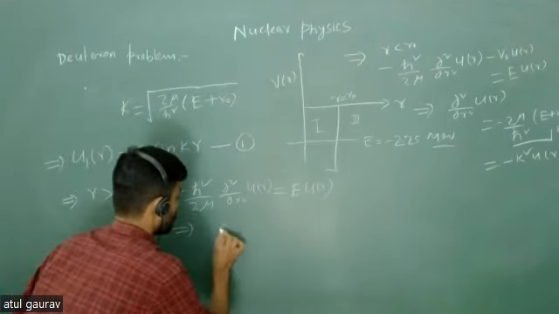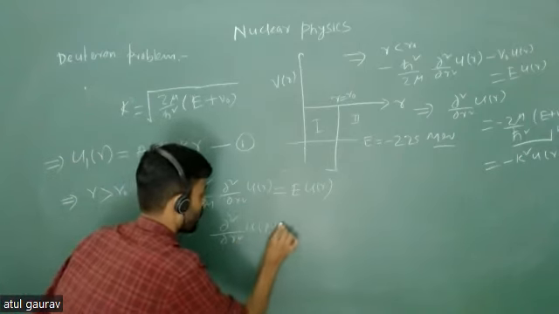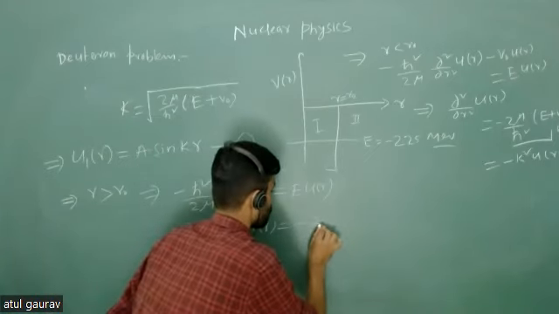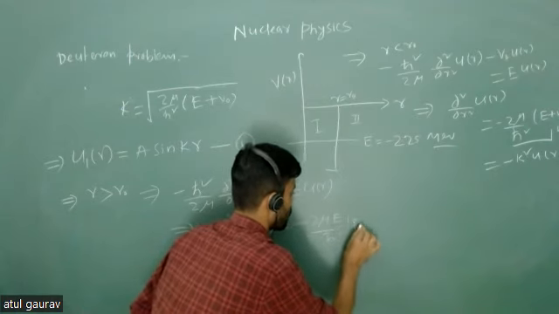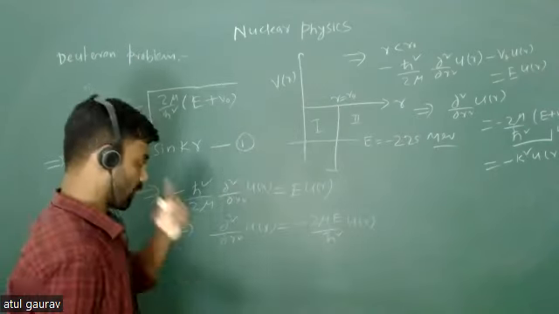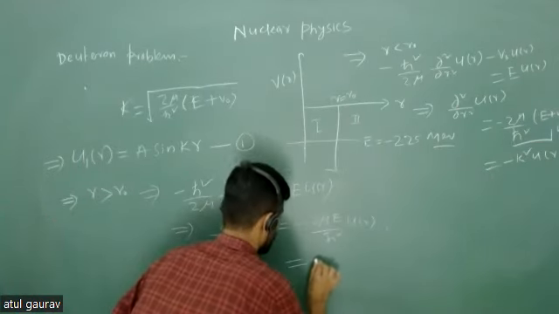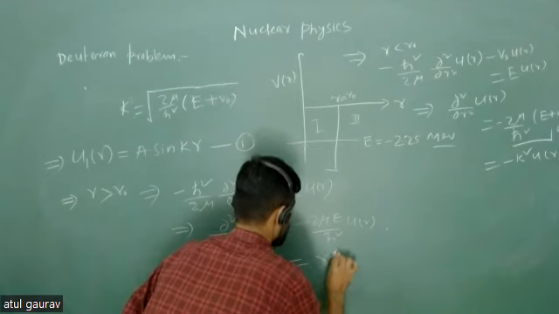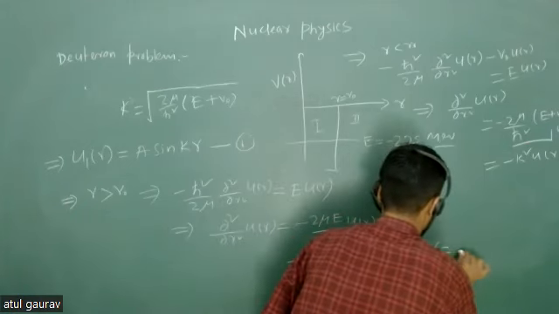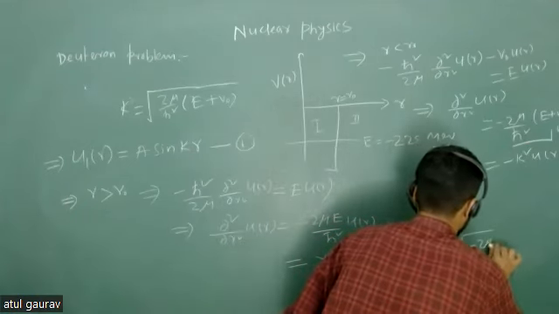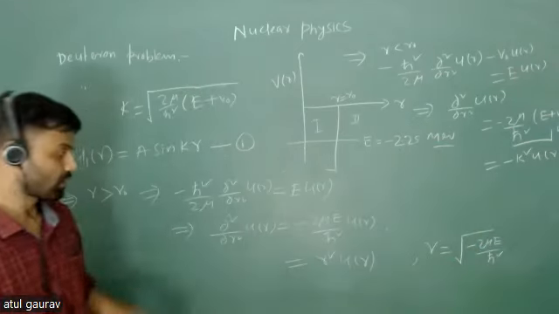And if you rearrange it, it will be del square by del r square u of r, and that should be equal to minus 2 mu E divided by h cross square u of r. Now I'll write this term as gamma square u of r, where gamma is how much? Minus root over 2 mu E by h cross square. Is it clear?